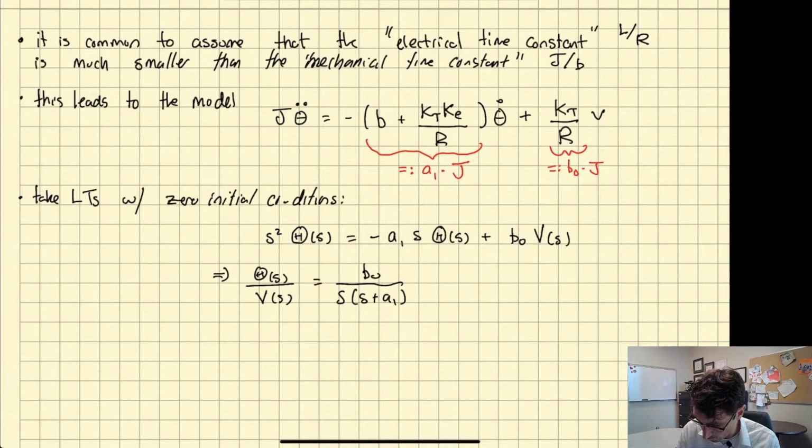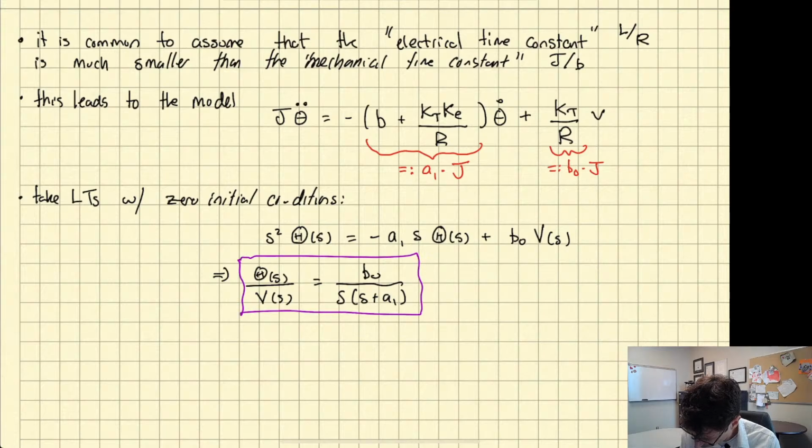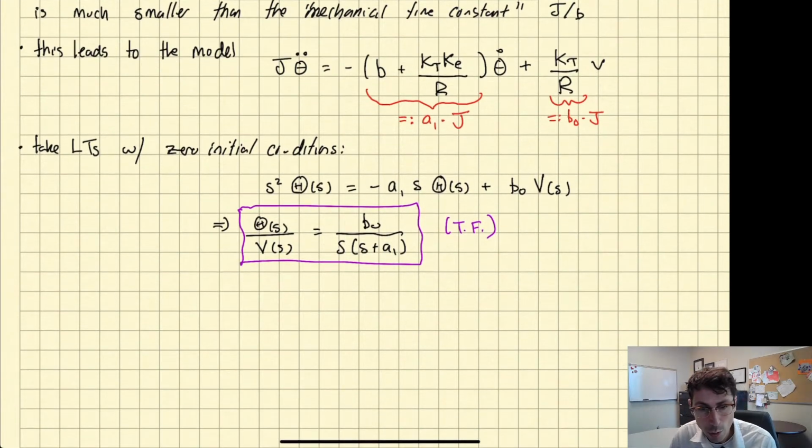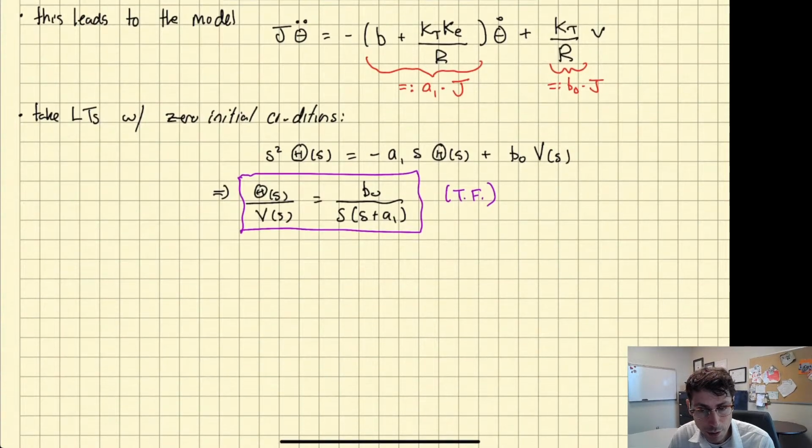And so we have our transfer function. That is the transfer function from the applied voltage on the motor to the position of the motor shaft, theta. You could also get the transfer function from the voltage V to the angular velocity. Remember that in the Laplace domain, multiplying by s is taking the derivative. So if I just multiply that transfer function by s, I'll get the transfer function from V to theta dot.